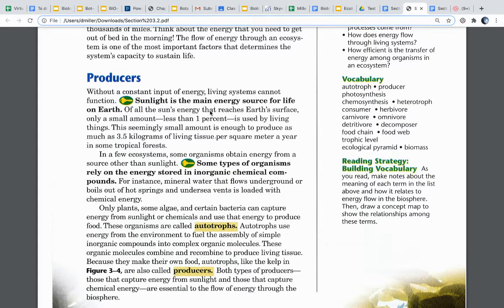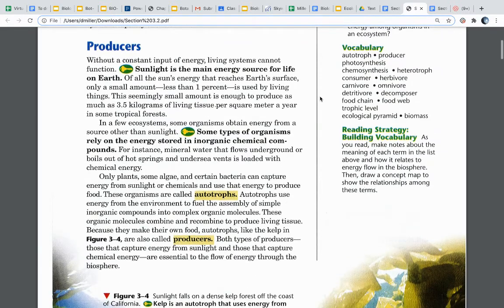Sunlight is the main energy source for life on Earth. Of all the sun's energy that reaches Earth's surface, only a small amount, or less than 1%, is used by living things. This seemingly small amount is enough to produce as much as 3.5 kilograms of living tissue per square meter a year in some tropical forests.